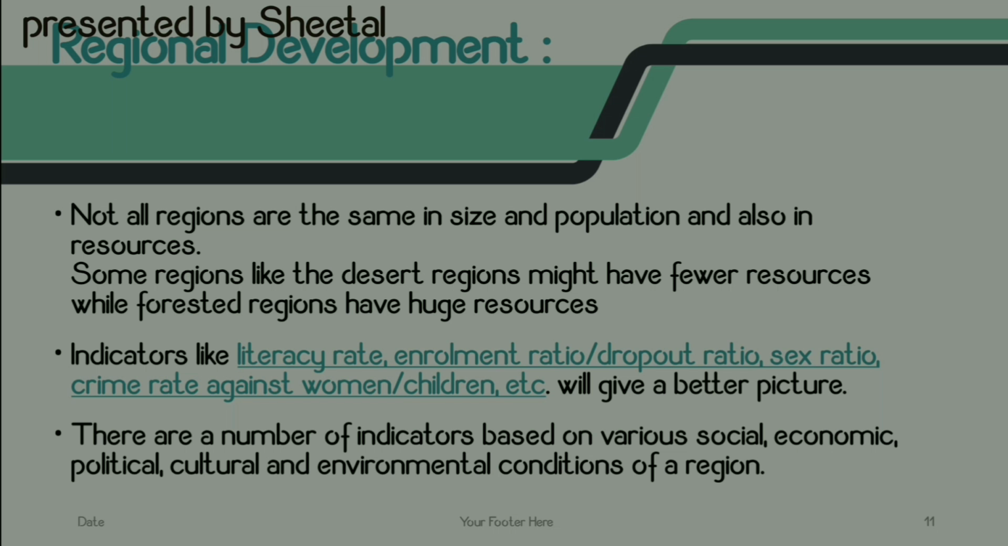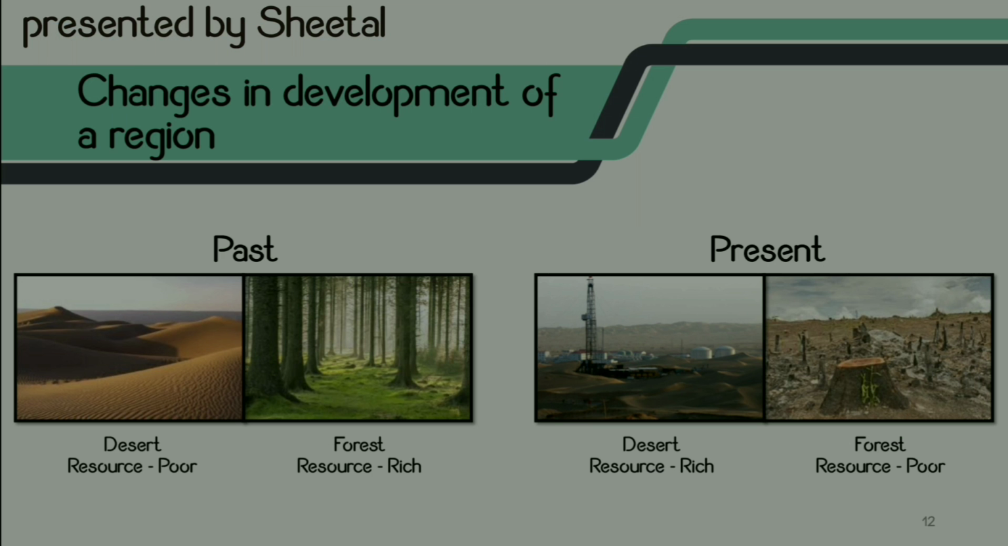Along with that, you can also relate the literacy rate, the sex ratio, and the women-children crime rate. So all these things can be noted as indicators in the case of regional development. So, the changes in the development of a region. Here are some of the changes.